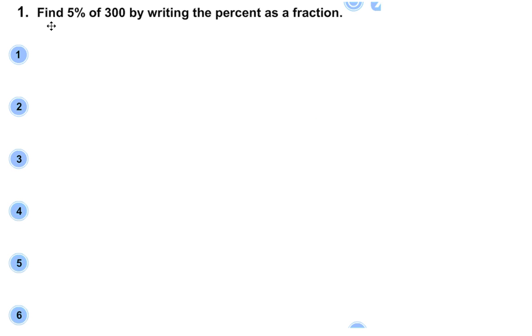So, example 1, find 5% of 300 by writing the percent as a fraction. So here they want us to take the percent and make it a fraction. Remember, fractions are out of 100. So we're going to write 5% as 5 over 100, or 1 over 20. Then we're going to find 1/20th of 300.